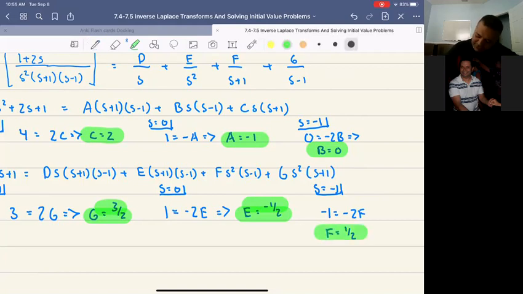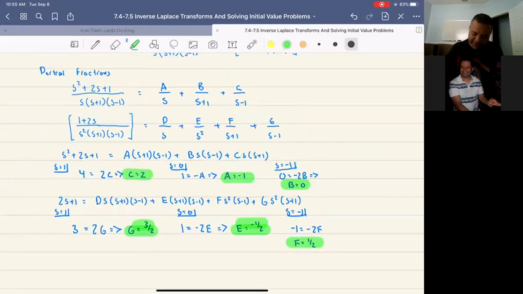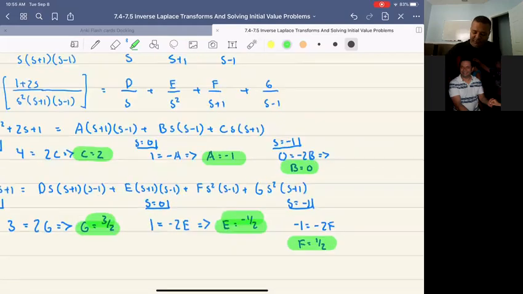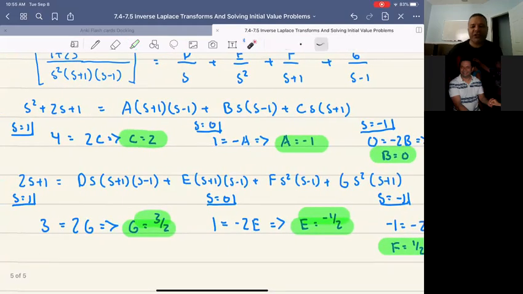We're still missing one. What are we still missing? We've got e, we've got f, g, we need d. How we're going to find d is we're going to match, let me zoom in there, we're going to match the s term. I just want you to see that's what's going on.